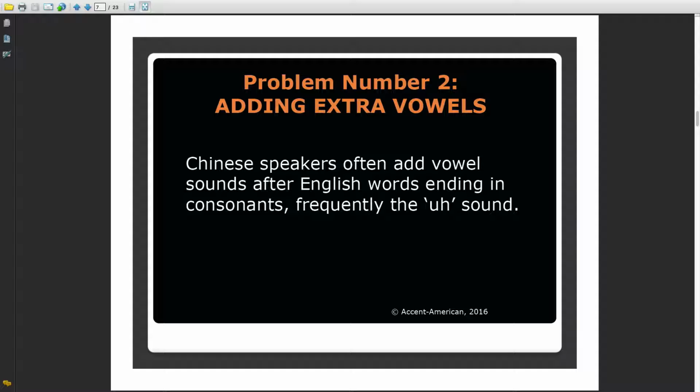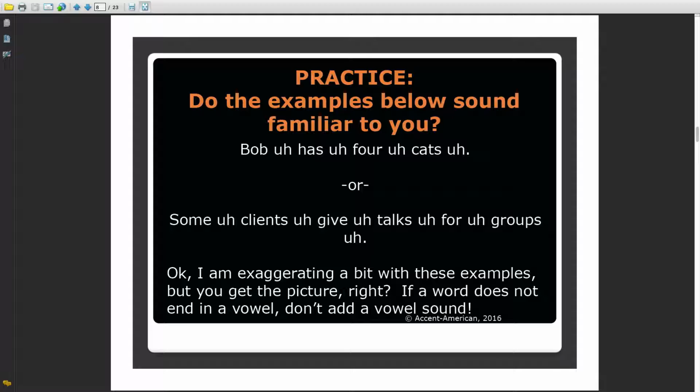There are often extra vowels added. Why? Because Chinese speakers kind of want the words to end with a vowel, so they might put an extra vowel, I call it the sneaky schwa sound, at the end of English words. I'm going to exaggerate here, but sometimes Chinese speakers of English can say something that might sound like this. Instead of Bob has 4 cats, it might sound something like Baba has 4 cats.